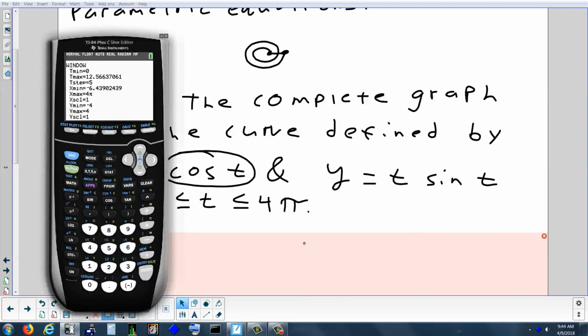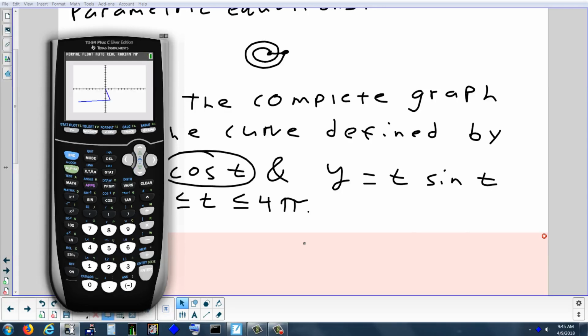I'm not sure if -4 to 4 is good enough. Let's go -10 to 10 on everything else. Yes, I know this is going to distort the spiral. It's not going to look perfectly circular.